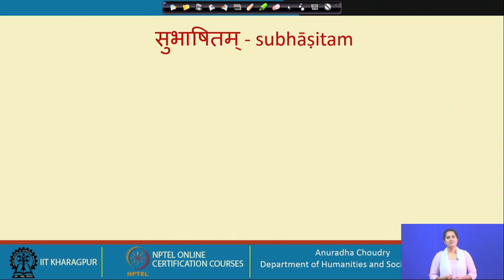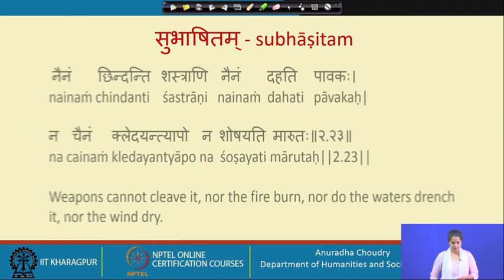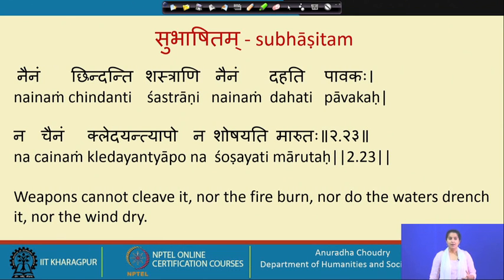So like in every session, I end with a subhashita or a beautiful saying. So this particular one I have chosen from the Bhagavad Gita, which utilizes what we have already learnt in today's session. So it says, Nainam chindanti shastrani, nainam dahati pavakaha, na chainam kledayantyapo, na shoshayati marutaha.